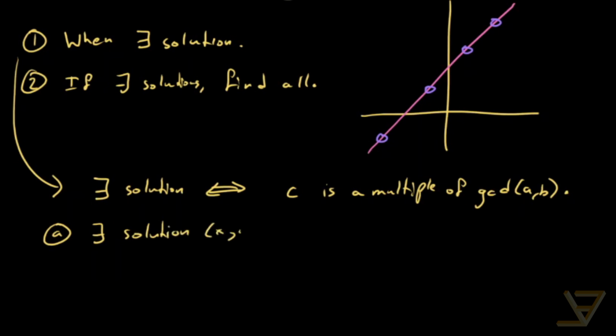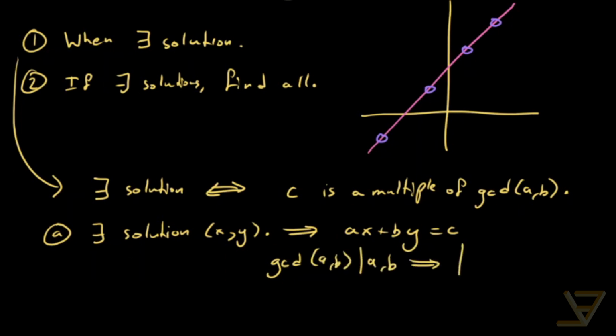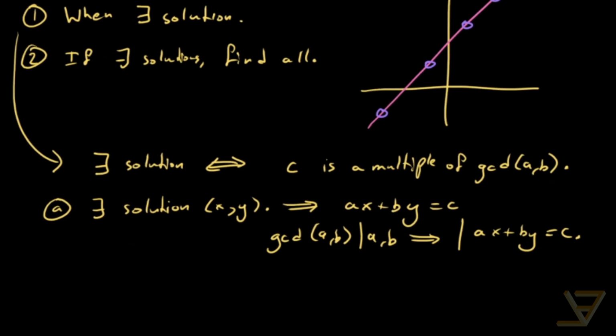Let's call it x, y. Then ax plus by equals c, and GCD of a and b divides a, it divides b, so it divides ax plus by, which equals c. So the first direction holds.